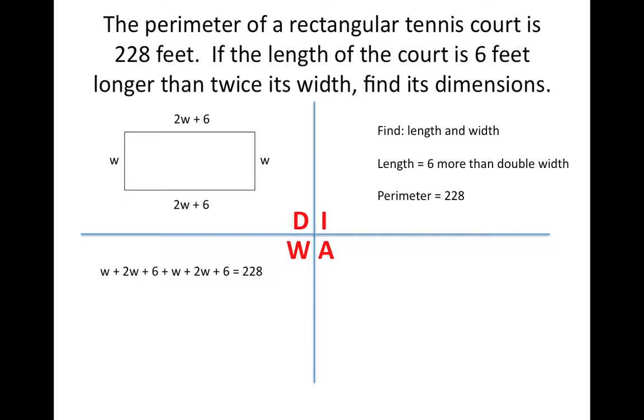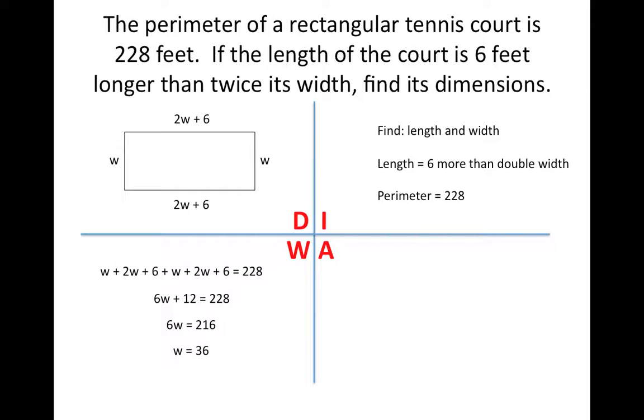Now please use your mad equation solving skills to solve this for W. You should have gotten 36. Here's how. Combine the like terms on the left side. There are 6 W's altogether, and the 6 plus 6 makes 12. Next, we subtract 12 from both sides, yielding 6W equals 216. Then divide both sides by 6, so W equals 36.